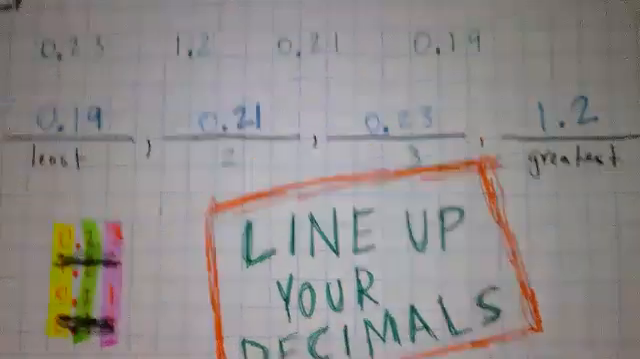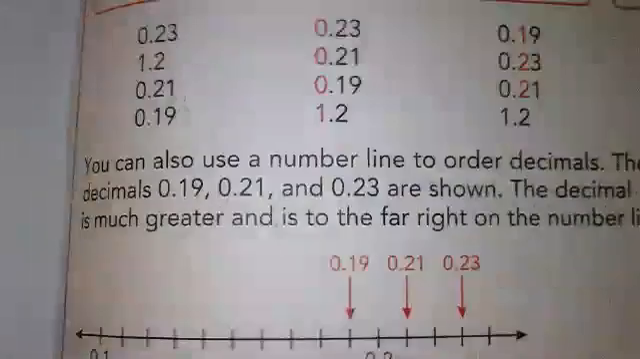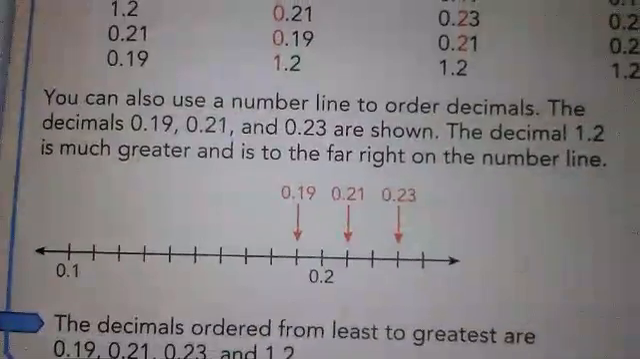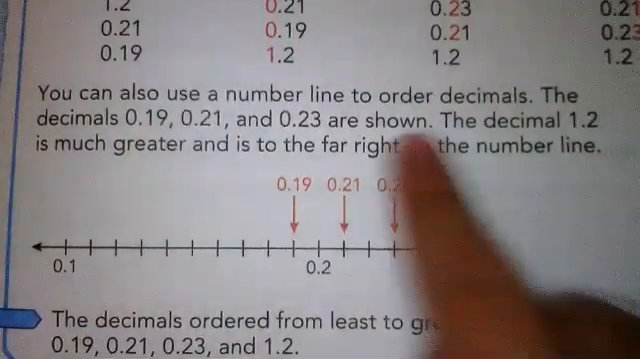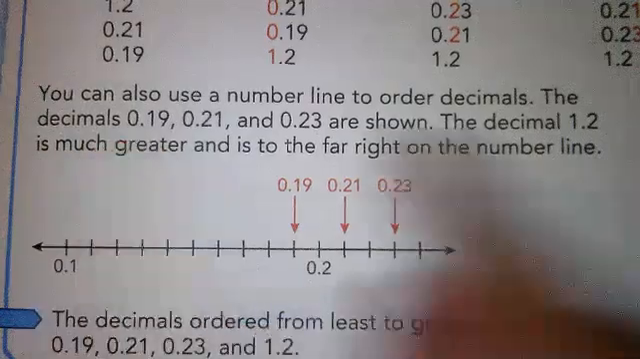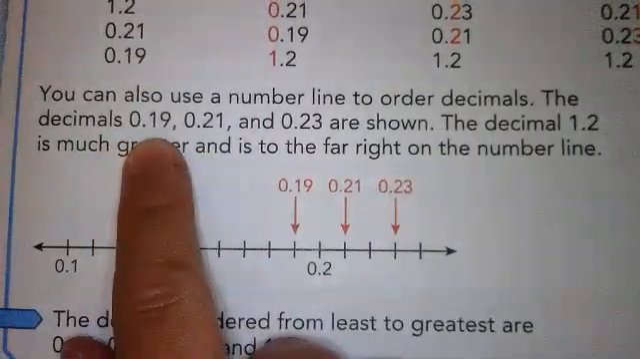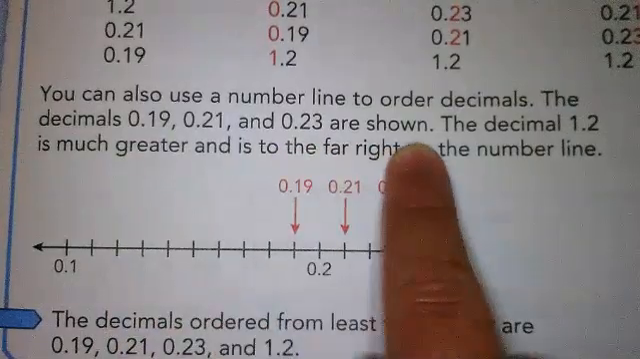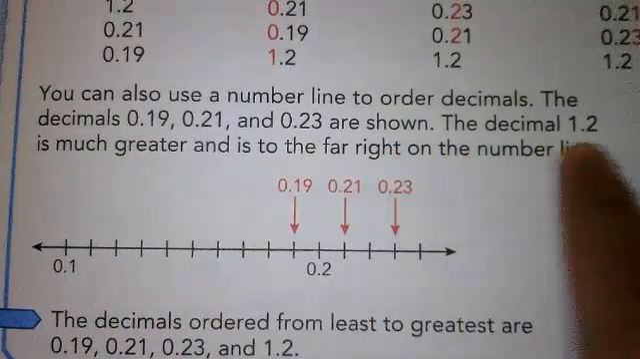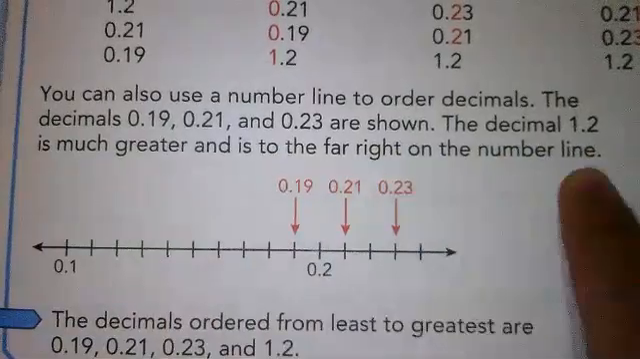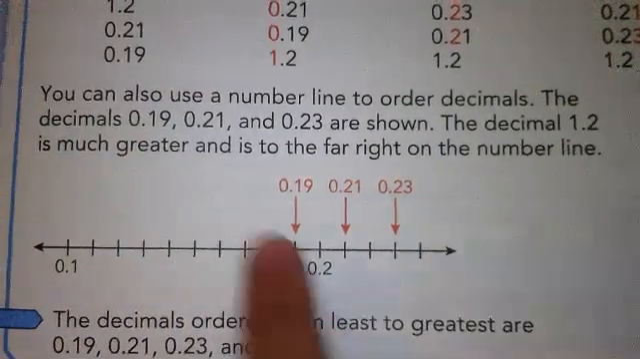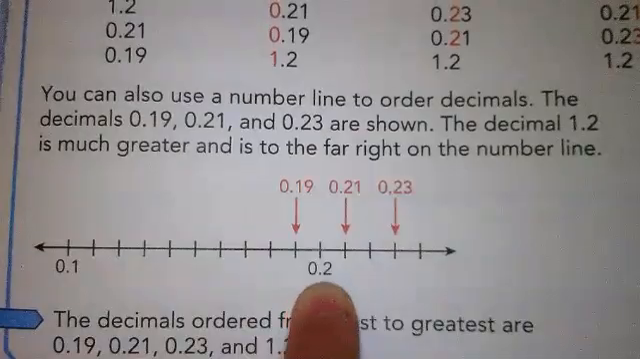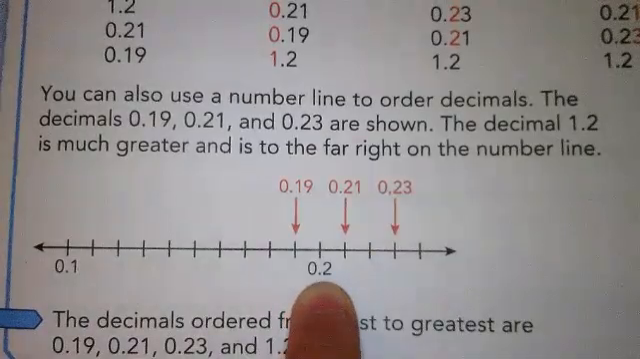Okay. I'm going to move my book over here so we can look here because this is faster than me drawing out the whole number line. It says here that you can also use a number line to order decimals. The decimals are the same numbers we just used. 0 and 19 hundredths, 0 and 21 hundredths, 0 and 23 hundredths are shown. The decimal 1 and 2 tenths is much greater and is to the far right of the number line. So you can see here, all these numbers are pretty close together. We have 0.2 or 0 and 2 tenths right here, right?